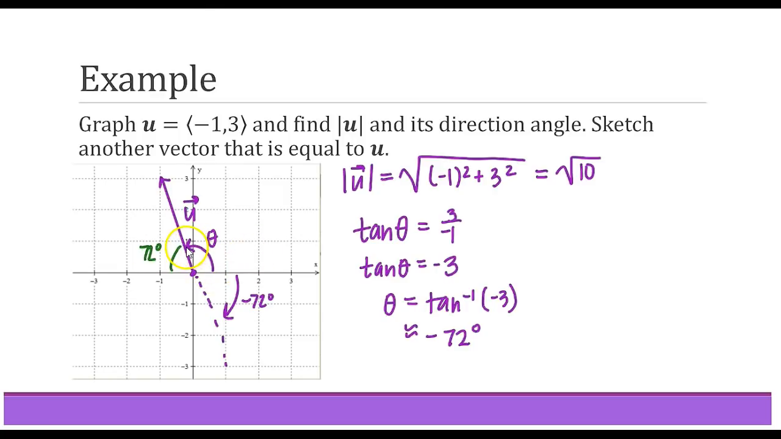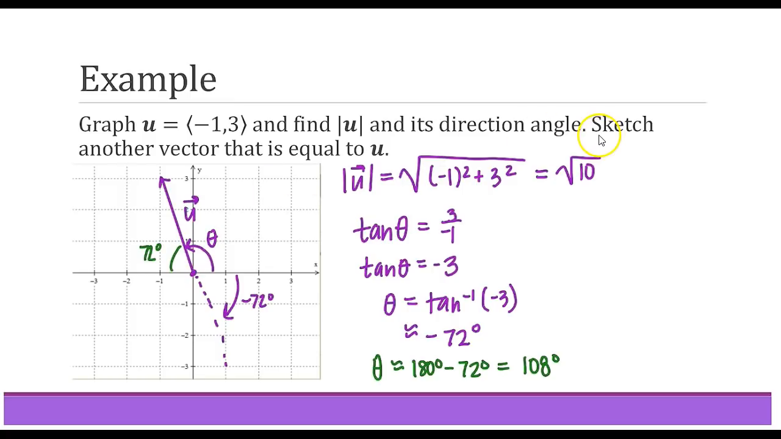If I'm interested in finding theta, I'm going to take theta to be 180 minus 72 degrees. So the actual value of my angle is approximately 180 minus 72 degrees, which is 108 degrees. So that is my direction angle for this vector u. It had to be between 90 and 180. I'm trying to navigate to this position vector.